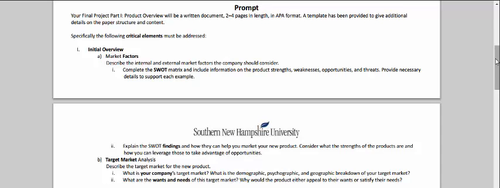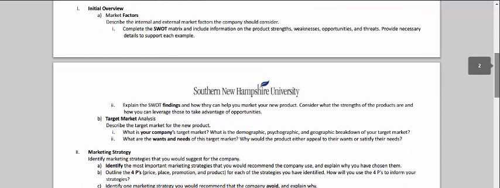So let's get into specifically what you need to do. There's two parts to this. The first we call the initial overview, and you'll see this is broken down into two areas. The first is market factors, which as you start to read through, you'll realize is the work that you did for Milestone 1. The second is the target market analysis, which of course is the work that you did for Milestone 2. So while you may need to make some tweaks or some wording changes, the content for this entire first section has already been created by you and looked at by me. And so you can include it as is or with those minor tweaks and changes as you see fit.